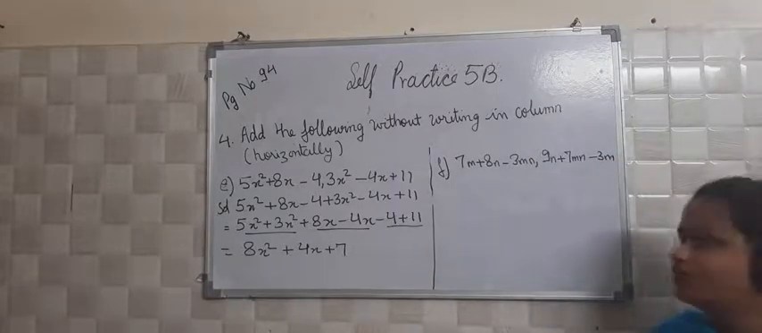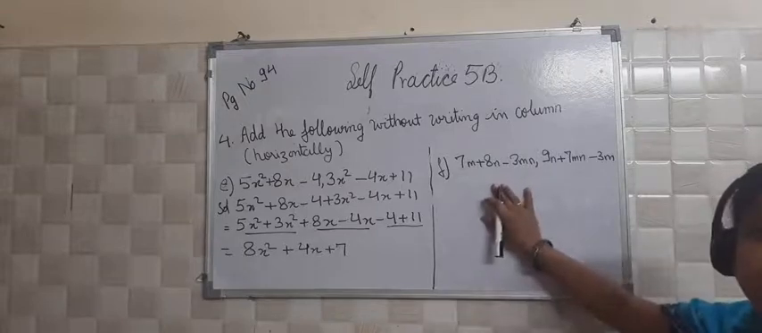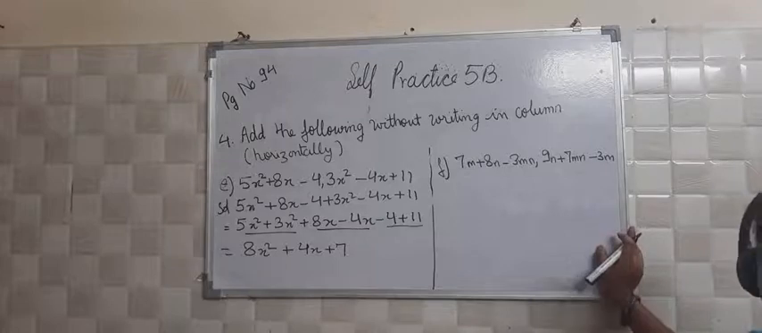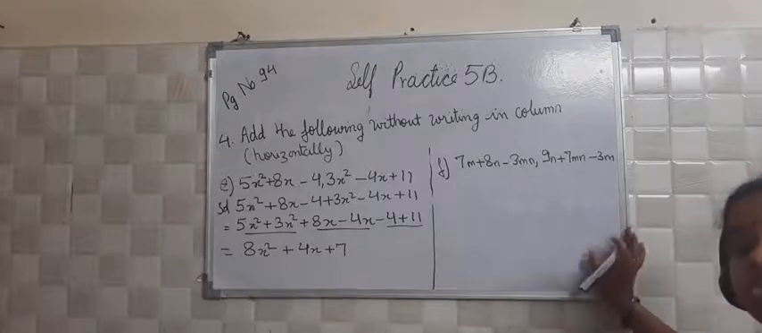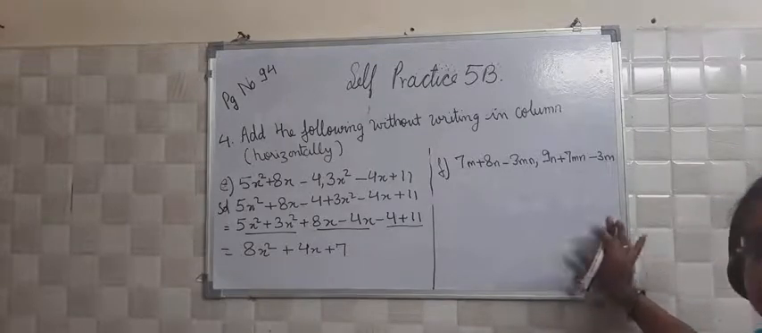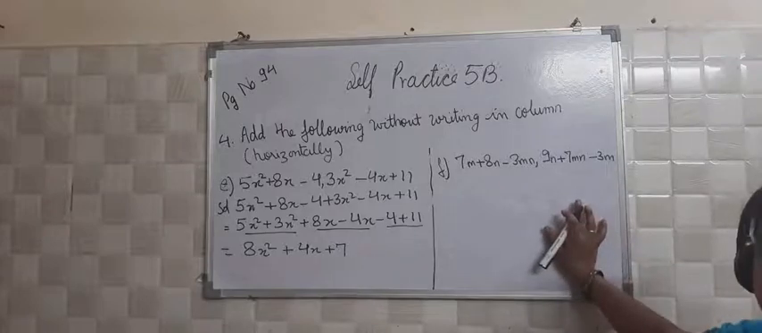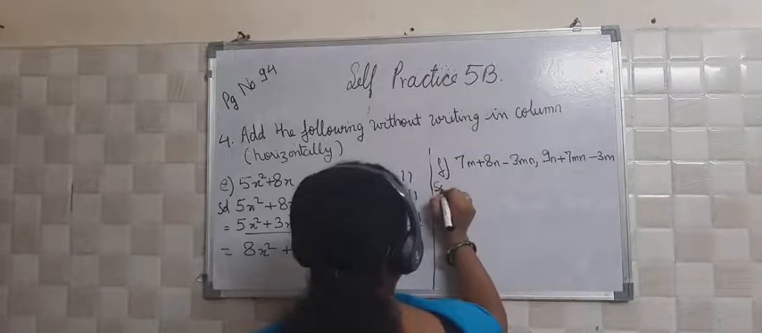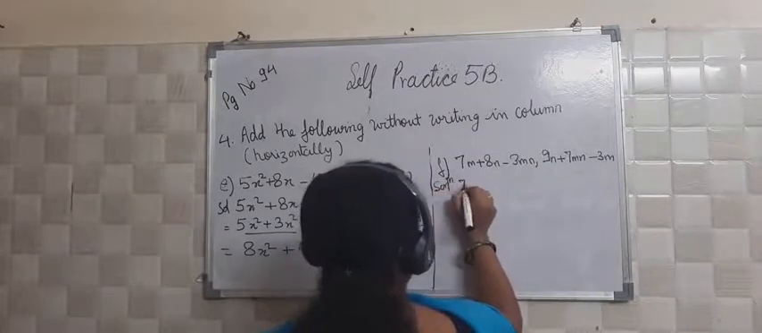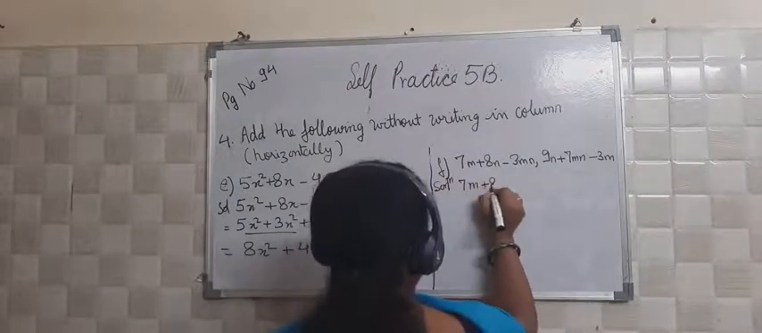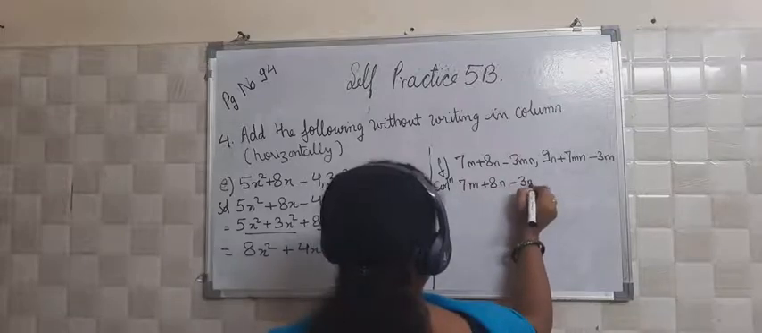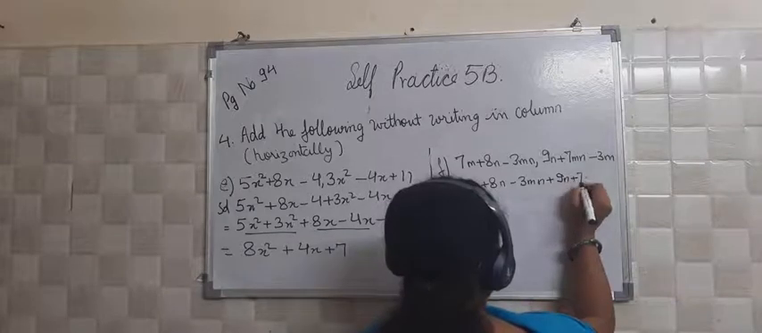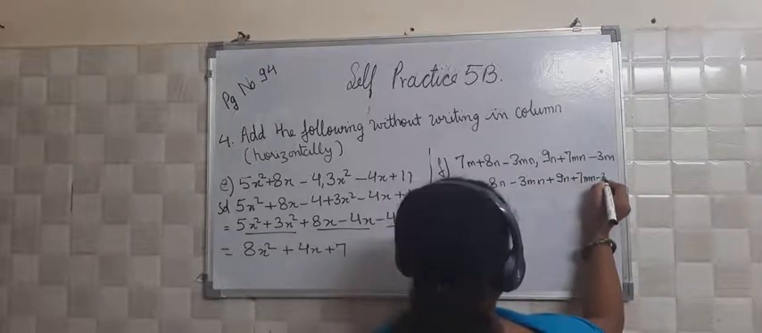Now here please don't get confused. Here m and n are at different places. But what you have to do? You have to take it together and solve. So don't get confused here. So let's first of all remove the comma. So 7m plus 8n minus 3mn plus 9n plus 7mn minus 3m.